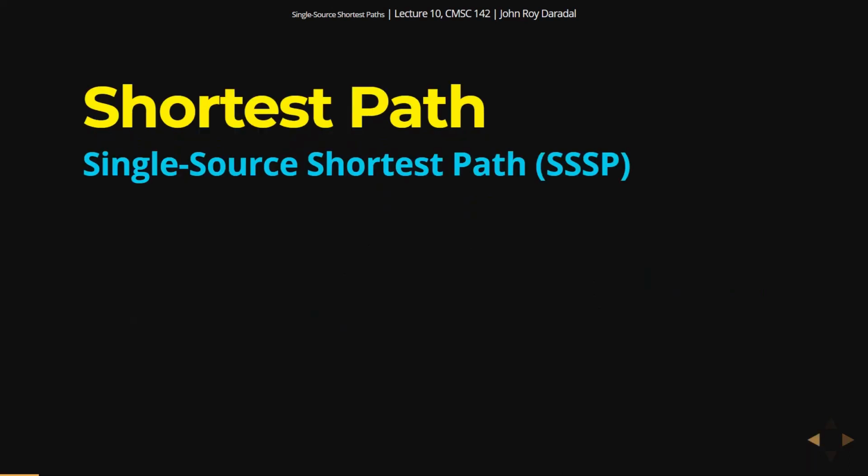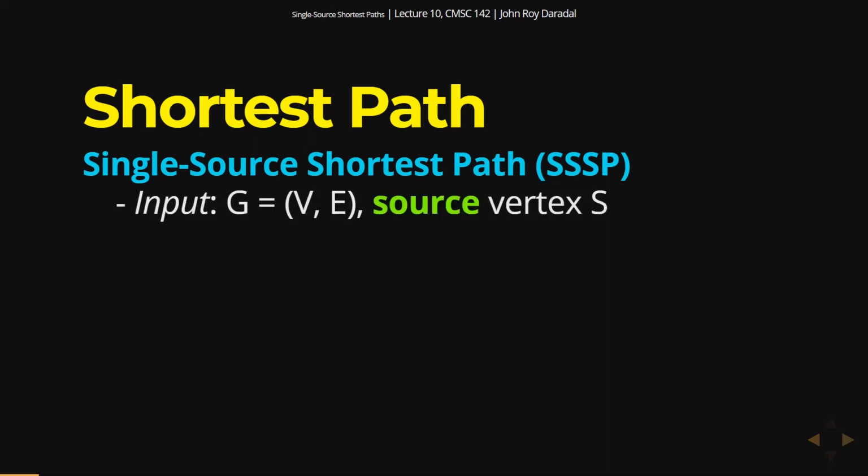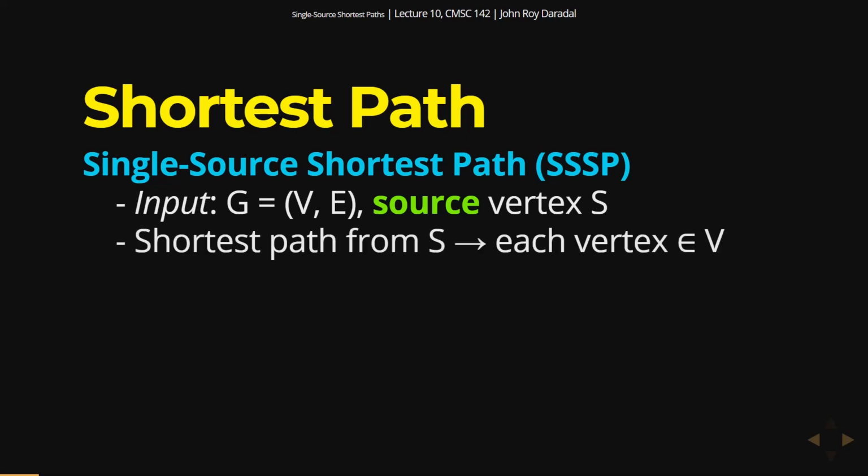Now there are 4 different flavors, or 4 different types of shortest path problems. In this video, we will focus on the single source shortest path, or SSSP, but we'll also mention the 3 other types. For single source shortest path, we are given a graph as an input and a source vertex S. The source vertex is where you will start your paths, and your goal is to find the shortest path from the source vertex S to every other vertex in the graph. So from one source to all other vertices, what would be the shortest path?